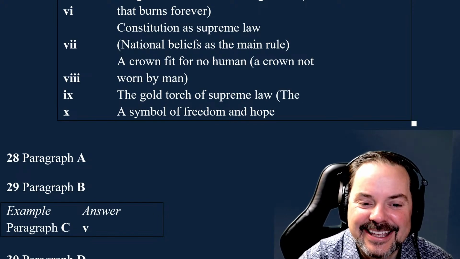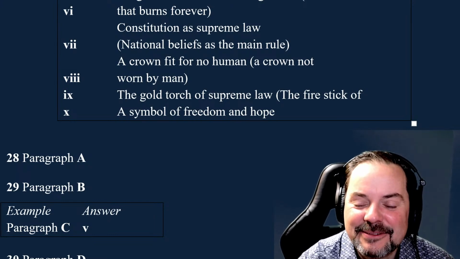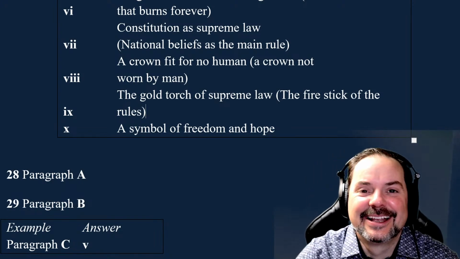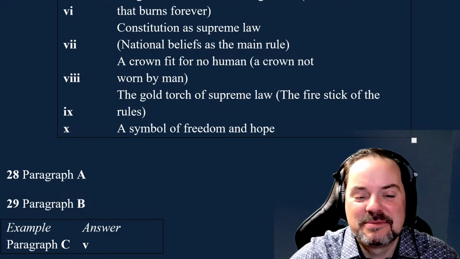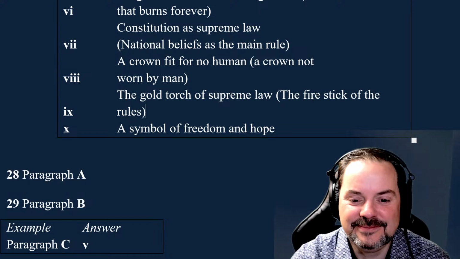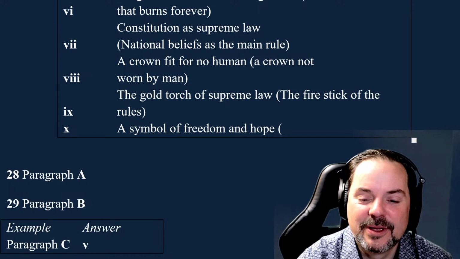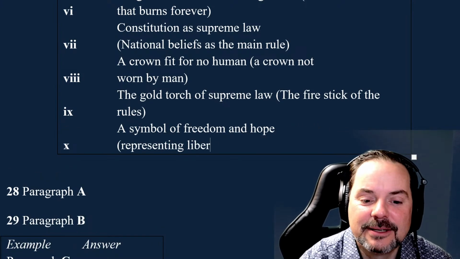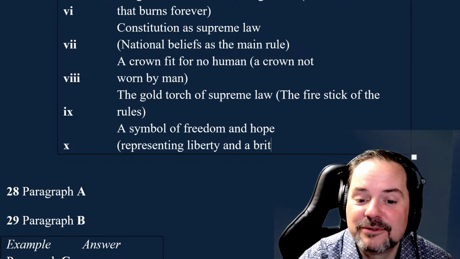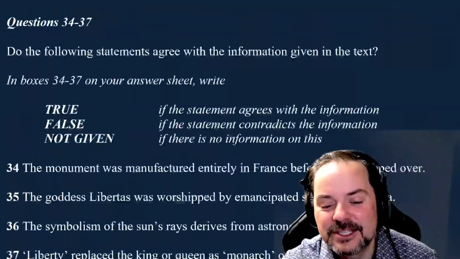Okay. What can be this? The fire stick of the rules. Okay? Just simple. The fire stick of the rules. Yeah, it doesn't have to be perfect. Just the best that we can do. Okay? A symbol of freedom and hope, representing liberty for a brighter future. And a bright future. Sure. Yes, why not? Okay. So we paraphrased it. All right. Romelia, let's jump to the next questions.